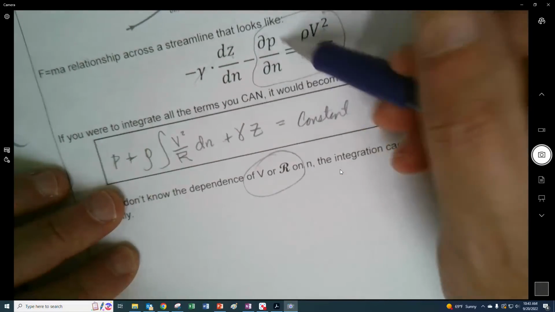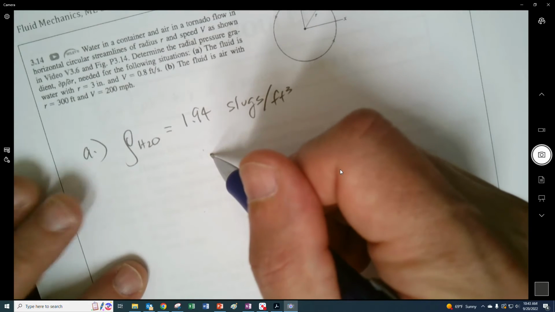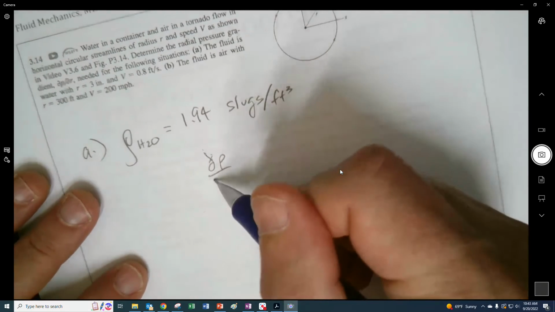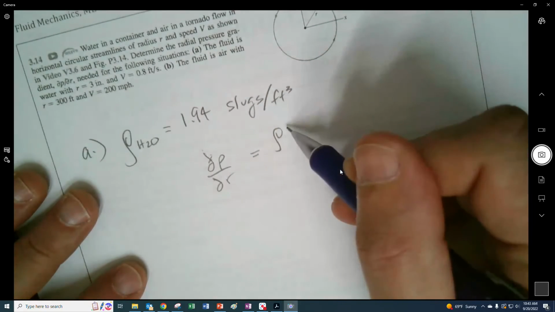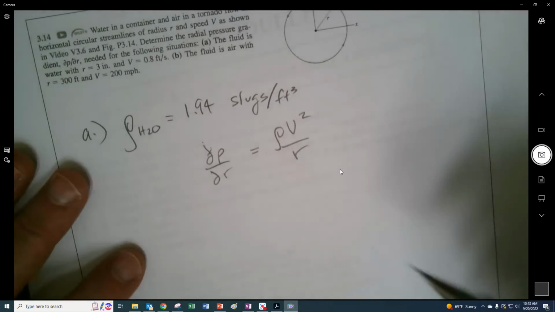So here we're going to set that pressure gradient. We're going to say that, and they can be partials if they want to. It doesn't really matter to us. We're just going to say that these equal each other right there. So that's going to be over the radius.